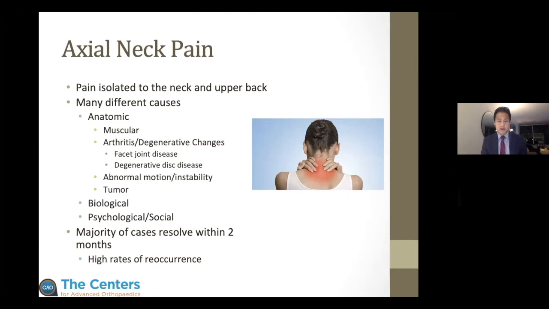The good news again about this is that the vast majority of these will resolve within 2 months, though there is a high rate of recurrence. But what we do see is a wave-like distribution of this, where it gets better and then it comes back, and then it gets better and comes back. But most of the time, these can be treated non-operatively and with conservative measures alone.